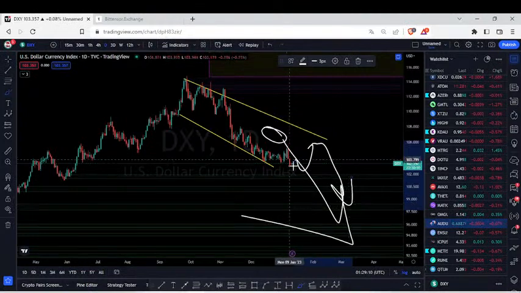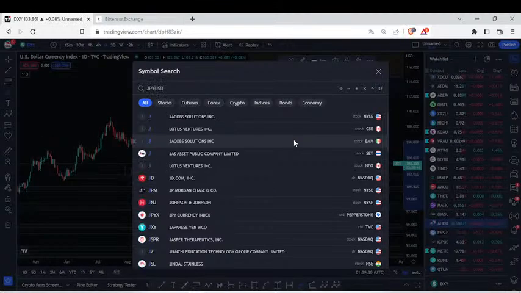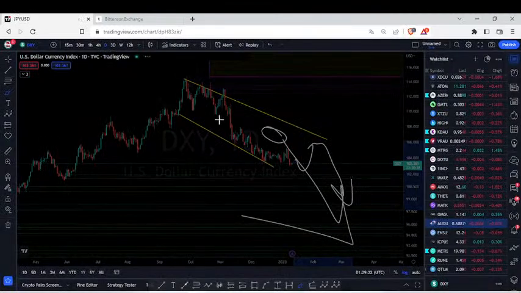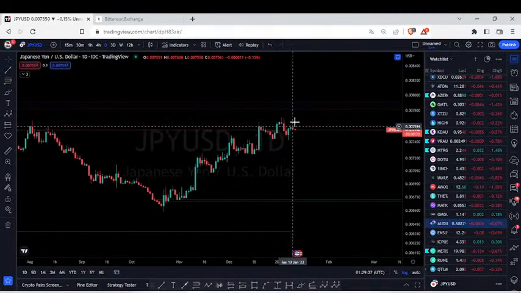That's what it's looking like, which means the euro, anything related to the dollar, the euro, the JPY, USD, CHF, USD, everything's going to be ready for a nice short. Look at that. And this is why I think everything's going to come down.